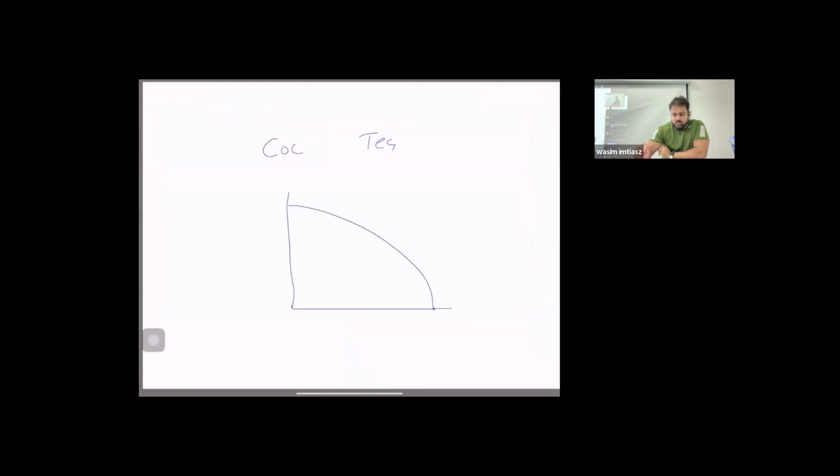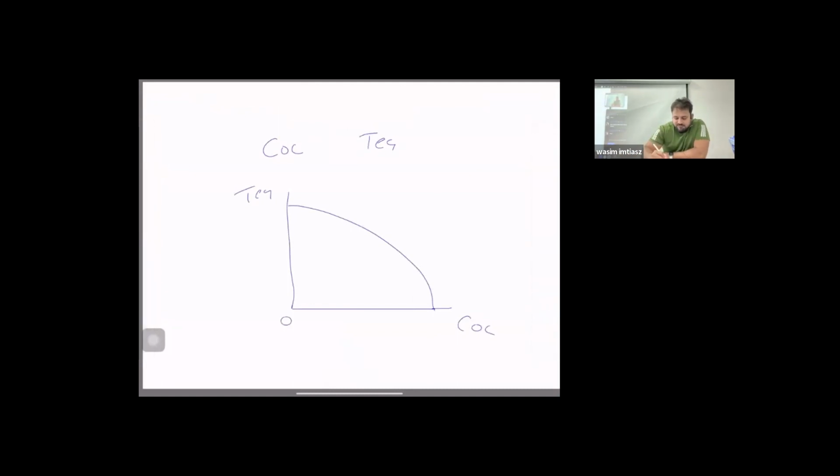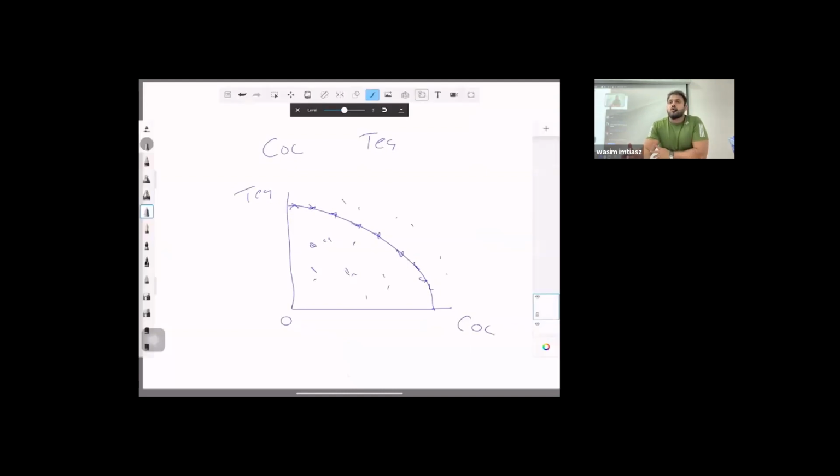So for an instance, just look at the board. We say this is your coconut and this is your tea. This is 0. I'm going with the theory first. Every point over here, what does it show, guys? Not only that point, this point, all the points. What does it show, guys? How much of coconut and tea you can produce. Is that clear? So it is shown in a curve. Production possibility curve. Got it?